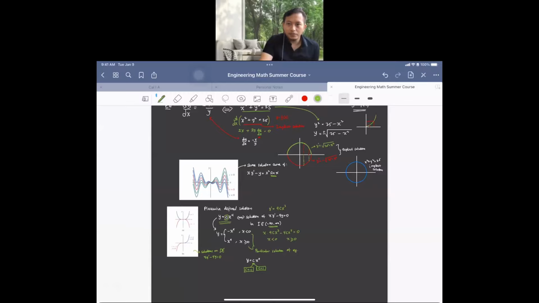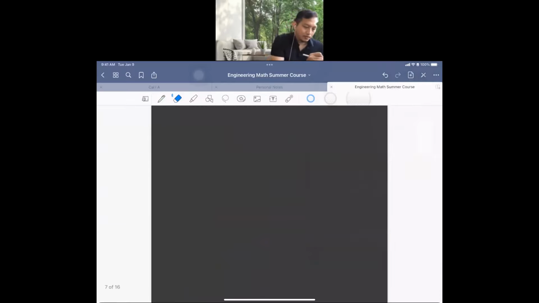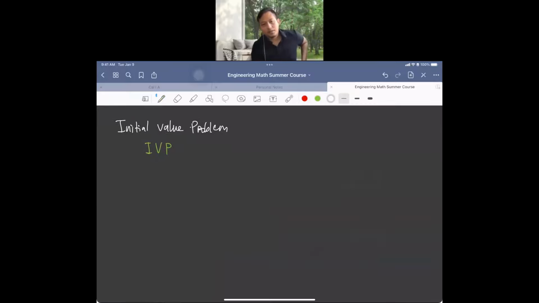Okay, now to give you more idea, let me just go through what we call the initial value problem, or sometimes in your textbook, usually they write IVP. What is the initial value problem? From the previous slides, we have verification of solutions, right? Whether the solutions satisfy our DE or not, right?